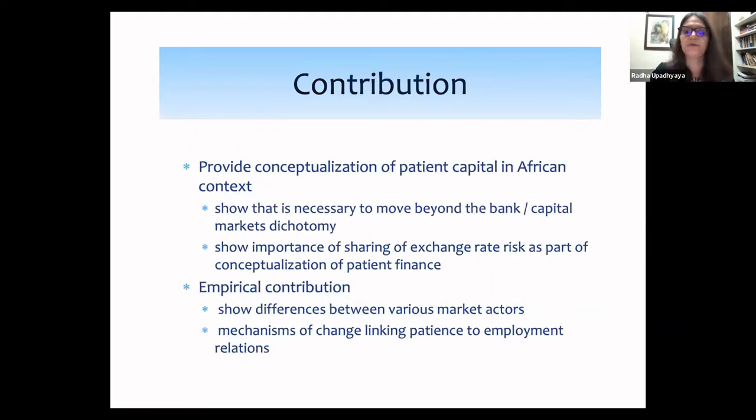So our contribution in this paper is we provide a conceptualization of patient capital in the African context. We show that it's necessary to move beyond the bank-capital markets dichotomy. And we show the importance of sharing exchange rate risk as part of the conceptualization of patient finance. Empirically, we show that there are differences between various market actors, and we show evidence of the mechanisms of change linking patient capital to employment relations.